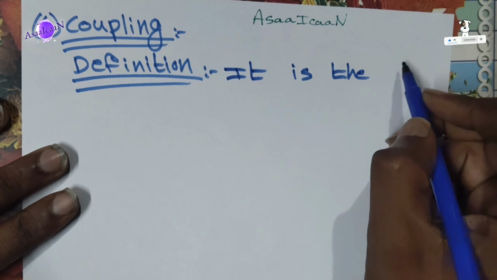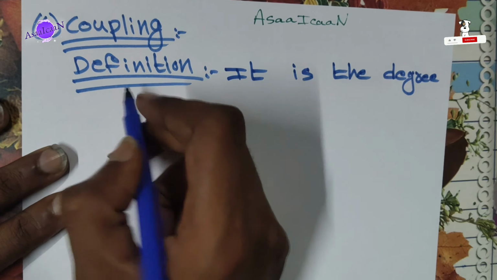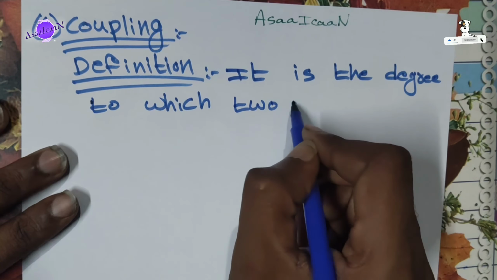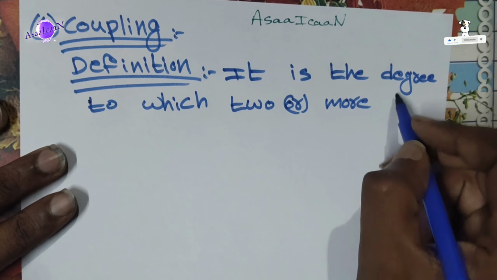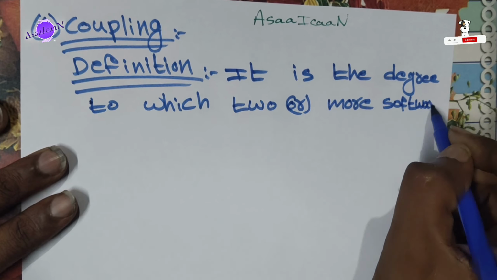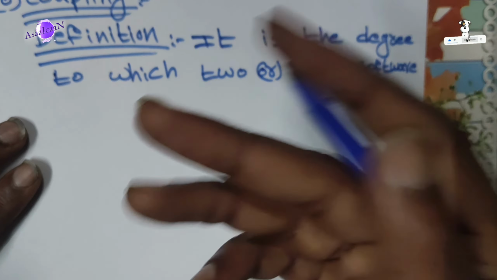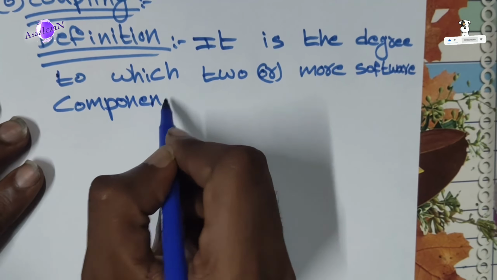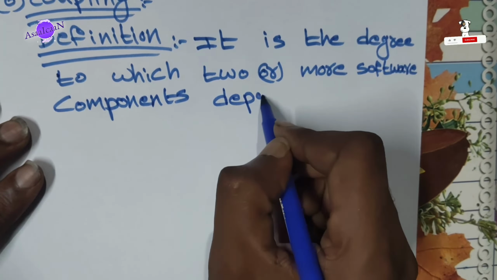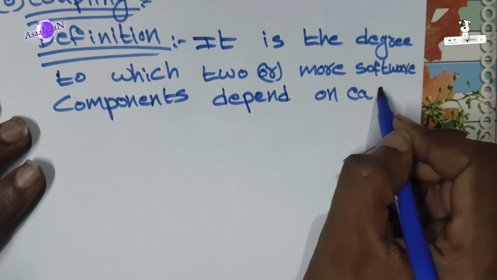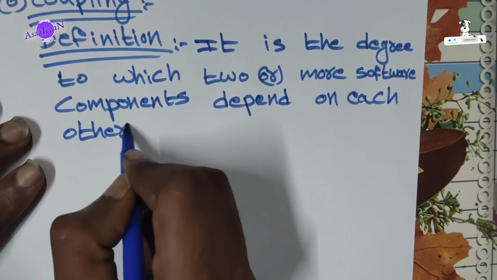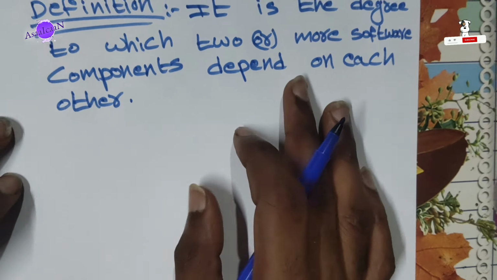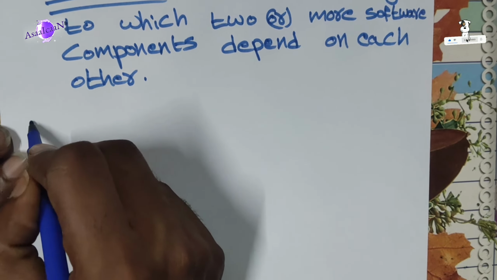It is the degree to which two or more software components depend on each other. This is the definition.